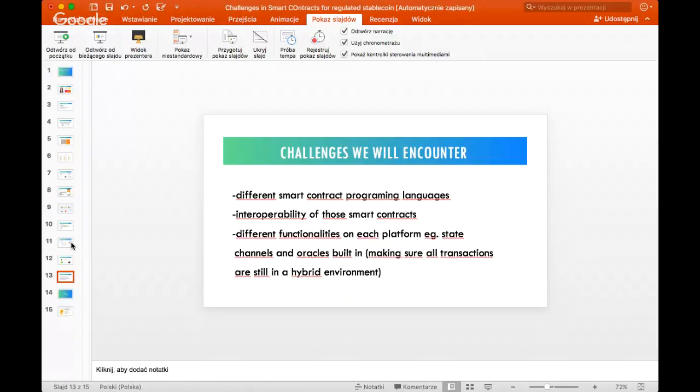Different functionalities on each platform, right? So Eternity has state channels and oracles built in. Other platforms have other functionalities, and this will be very difficult. It's literally impossible to create just one standard for all the platforms. You literally have to build almost a tailor-made solution for each of these platforms. So this is not cost effective, right? Because you really need to put lots of effort, lots of human resources, lots of work of developers to be able to develop this sort of solution.